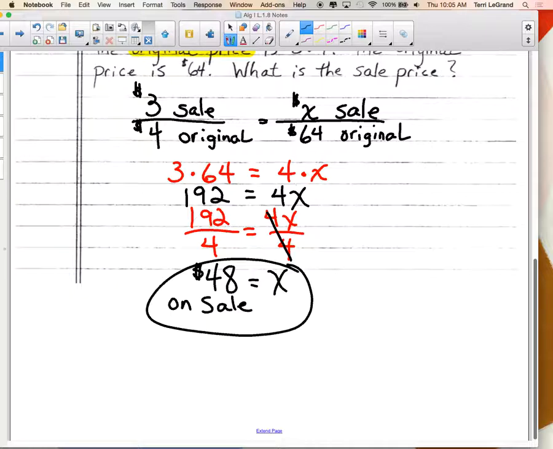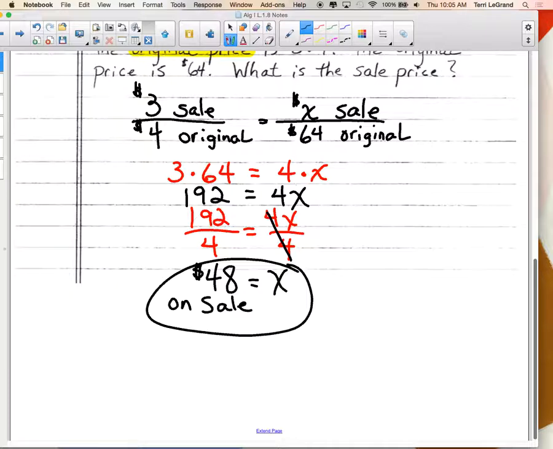Okay, does that seem right? Yes. Okay, because, Devin? Well, it was a 3 to 4 ratio, and now 48 is smaller than 64. So wouldn't we expect the sale price to be less than the original? Yes. I would hope so, otherwise please don't shop there. How long would a store stay in business if they charged more for the items on sale? Not very long. Yeah, not very long.